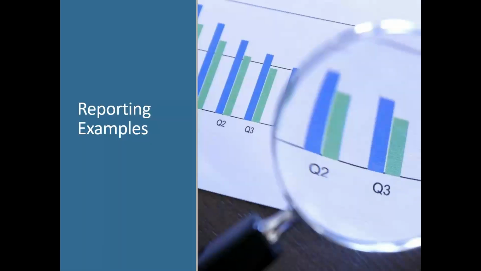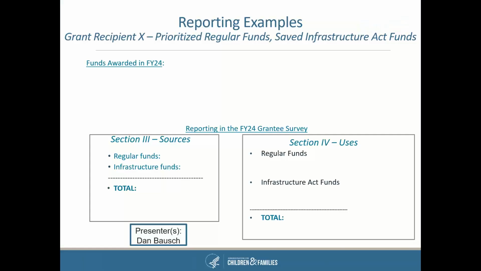All right, now we're going to look at some examples. For the PowerPoint, we've tried to make them easy to see and easier to understand, so you're not going to see the big spreadsheet version that we showed earlier. But we're going to look at a couple examples focused on the funds that were awarded or available, and then how those funds were obligated.